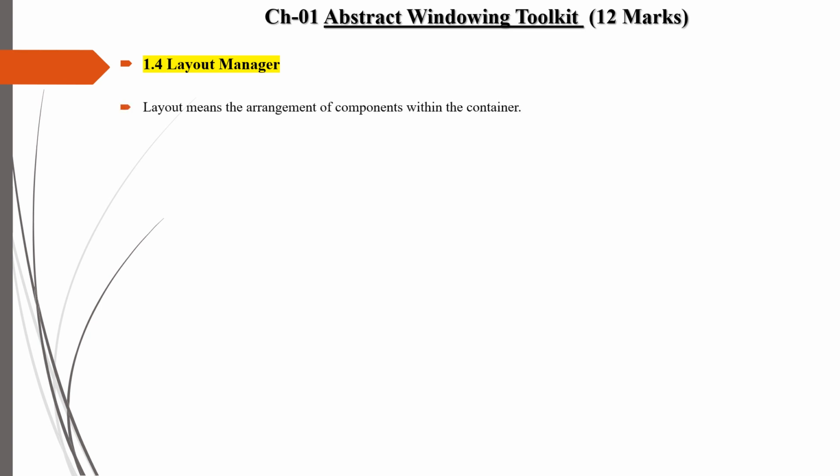Layout means the arrangement of components within a container. So simply, we can arrange the components according to requirement in our container. So the use of layout manager is to arrange components in a container. In other words, we can say it is placing the component at a particular position within the container.